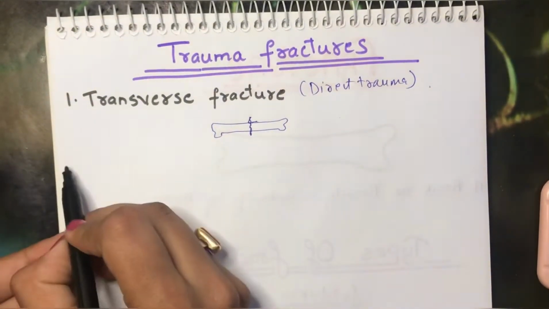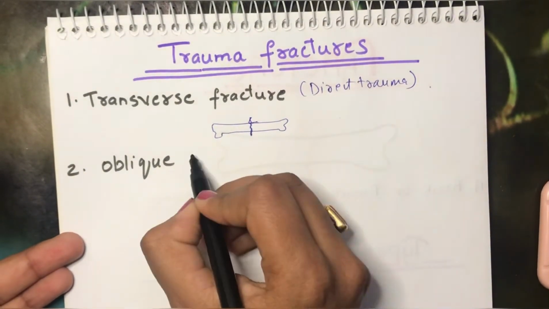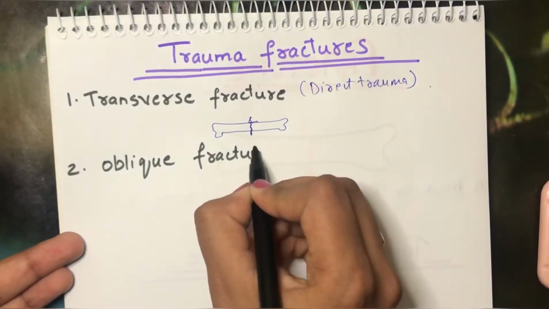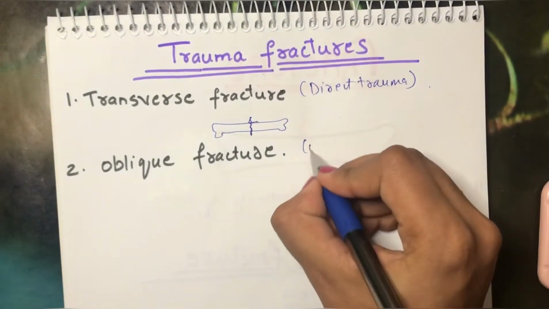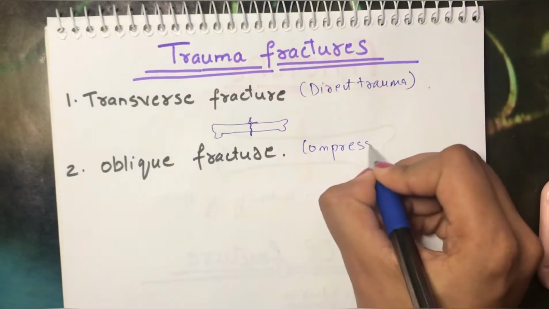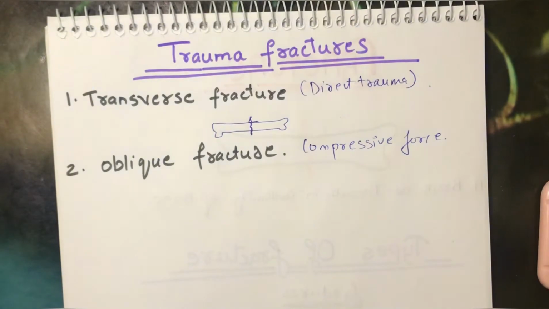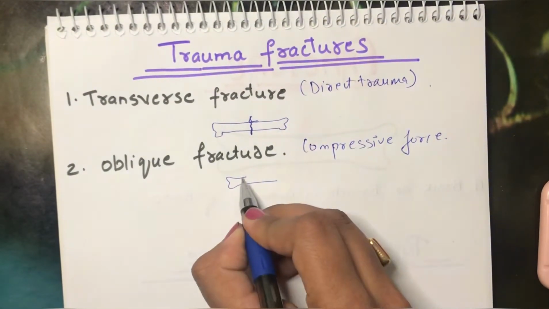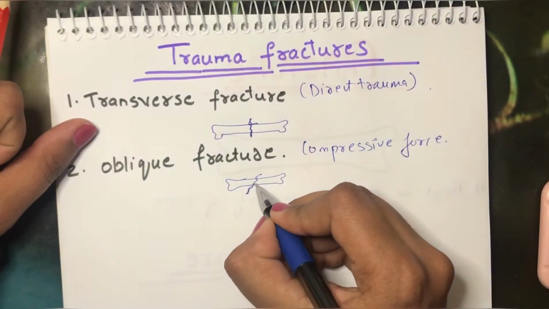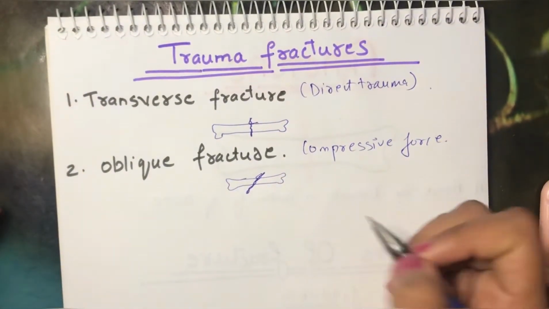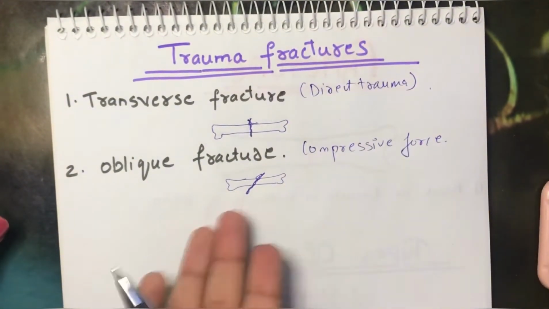The second fracture we have is the oblique fracture. An oblique fracture is caused by a compressive force. Suppose this is the bone, and because of the compression of the bone there is a fracture. So this is called an oblique fracture. Transverse fracture is transverse, oblique fracture is oblique.